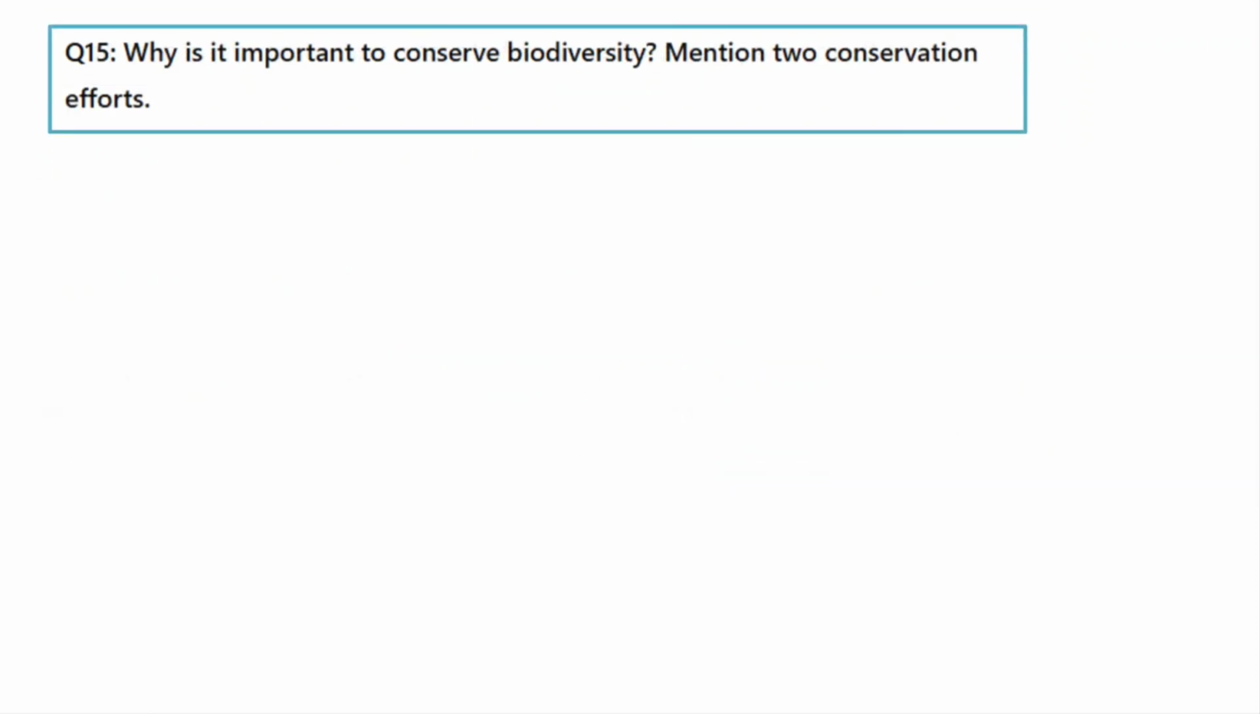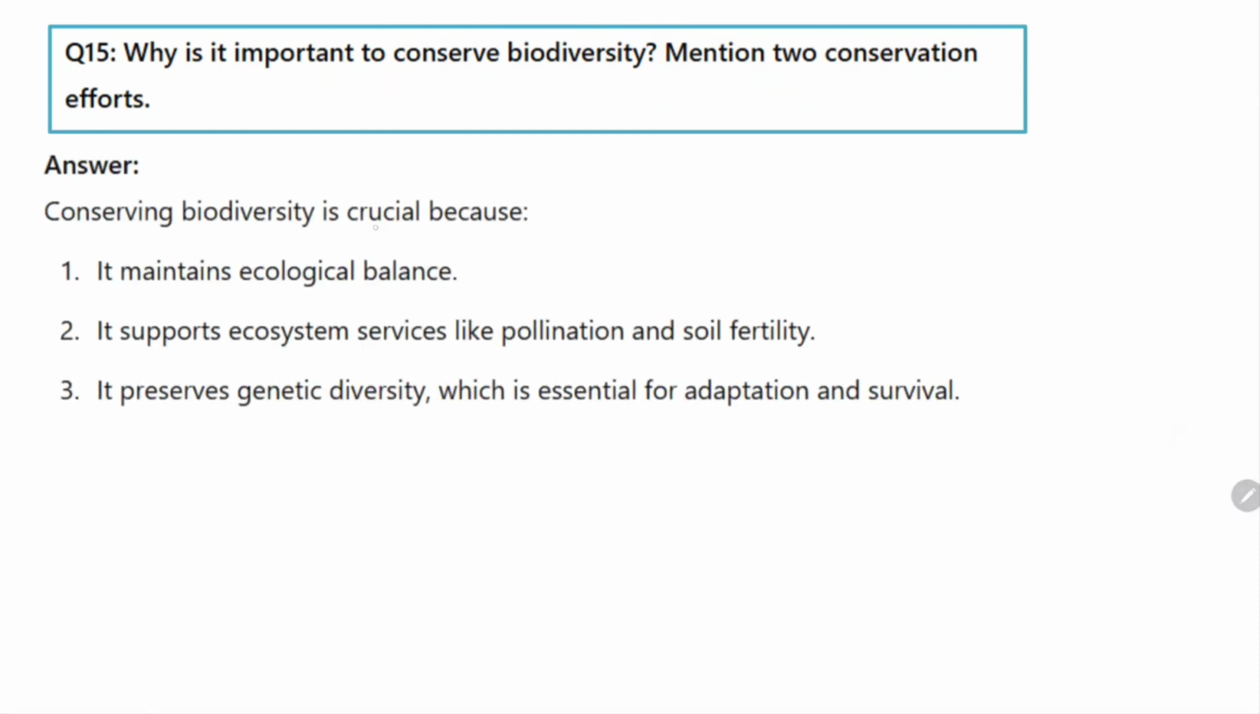So next question, let us see why it is important to conserve biodiversity. Mention two conservation efforts. So why is it important to conserve this biodiversity? Because we have to maintain a balanced ecosystem, isn't it? So it is crucial because it maintains ecological balance. It supports ecosystem services like pollination and soil fertility, and it preserves genetic diversity, which is essential for adaptation and survival. So when we start destroying biodiversity, then there will be loss of animals, there will be species which will be included under endangered species and so many other things, isn't it?